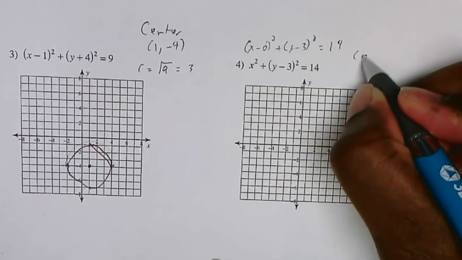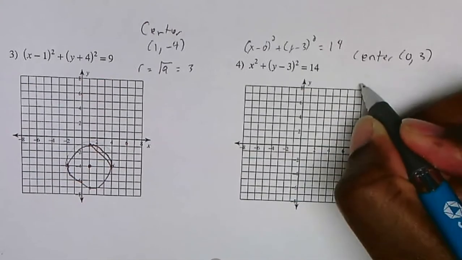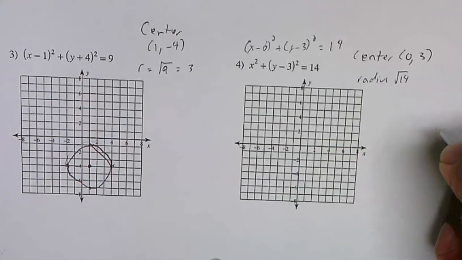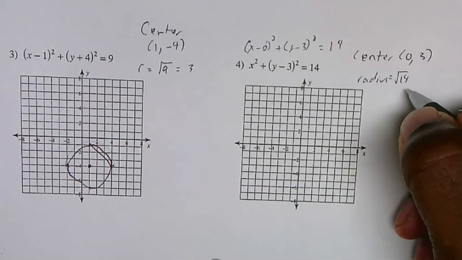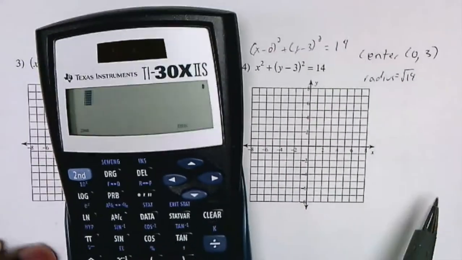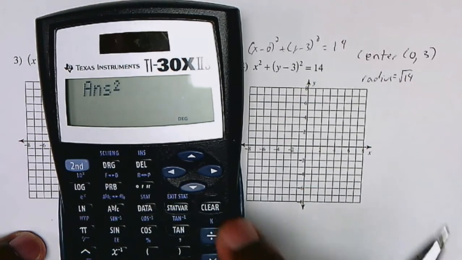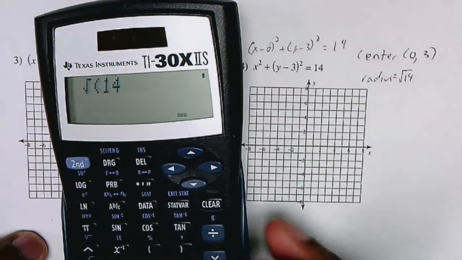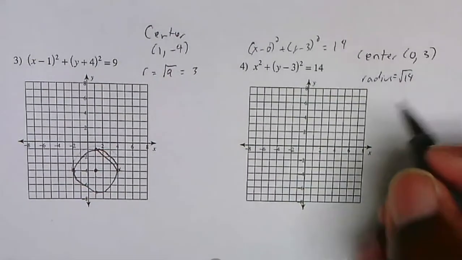So now my center is at (0, 3), and then my radius is the square root of 14. And that is a decimal. So I'd rather try to graph a decimal than that square root. So we'll call that roughly: the square root of 14 is roughly 3.74. So that radius is about 3.74.